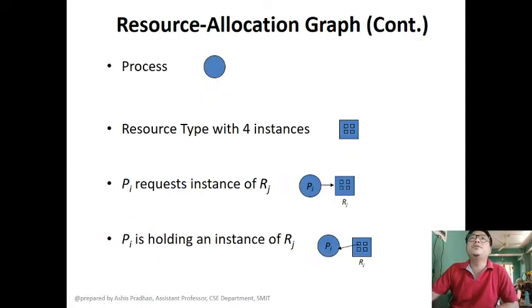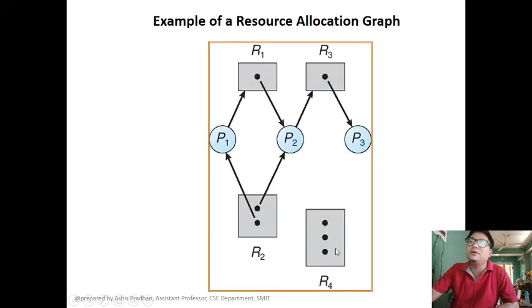Now, as I told you, a process is represented by a circle, and a resource by a square. If there are four instances, four small dots will be sufficient. So Pi is requesting one instance of Rj, and Pi is holding an instance of Rj means one instance of Rj is assigned to Pi. One instance, so this directed edge should come from the instance to the process. So we'll move ahead.